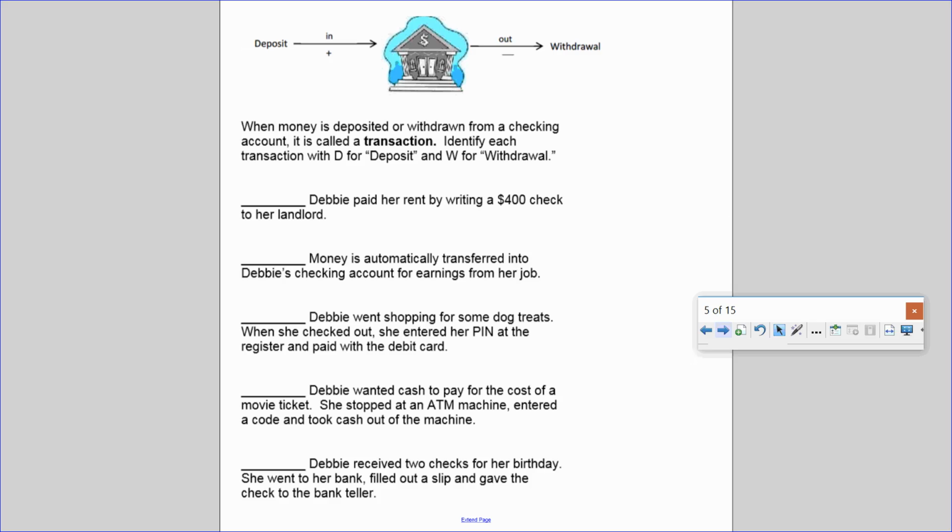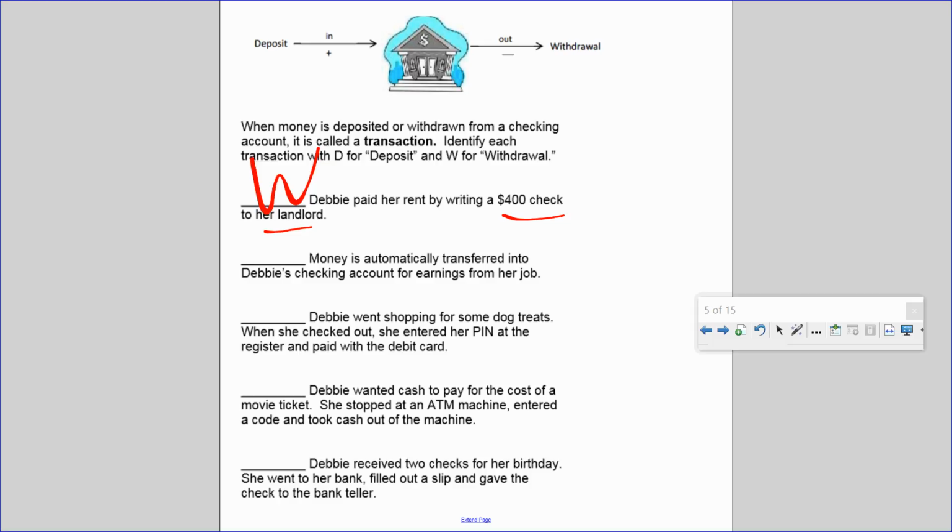So there are different situations here. You're going to tell me that when money is deposited or withdrawn from a checking account, it is called a transaction. You're going to identify which one is a deposit, D, and which one is a withdrawal. Debbie paid her rent by writing a $400 check. So withdrawal. She's taking money out to pay her landlord.